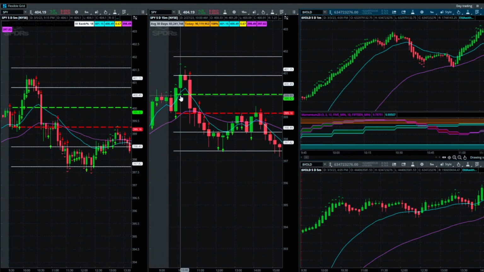We come down, we back test ORB support and the 5 EMA at the same time. We have green volume, perfect call opportunity.